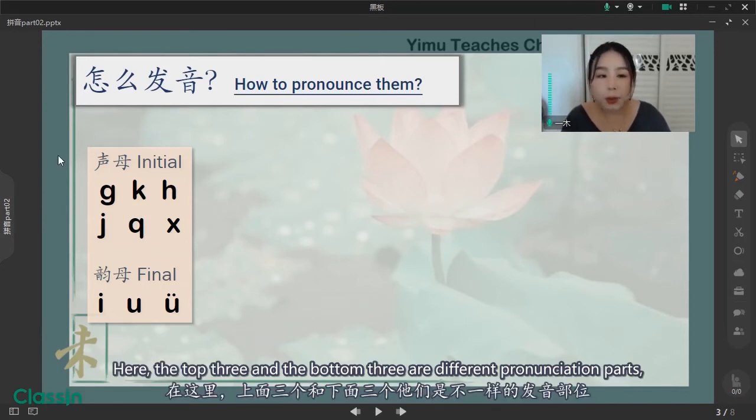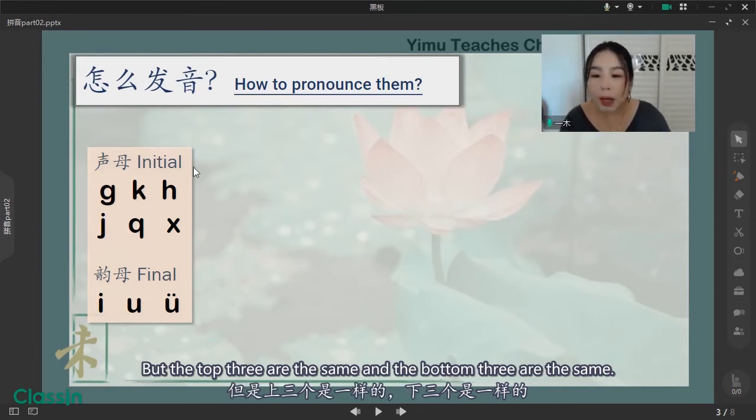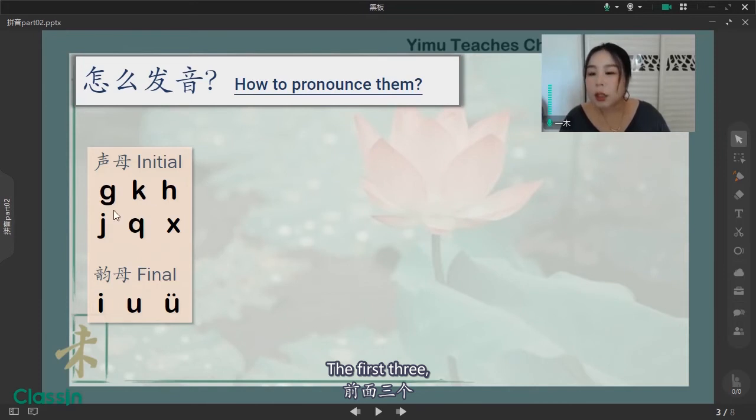Here, the top 3 and the bottom 3 are different pronunciation parts. But the top 3 are the same, and the bottom 3 are the same. The first 3, ge, ke, he. The next 3, ji, qi, xi.